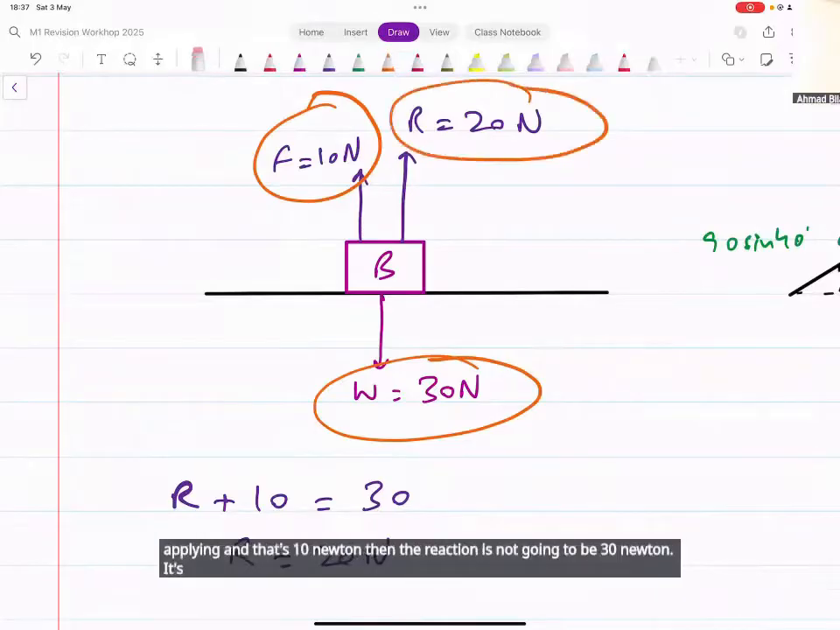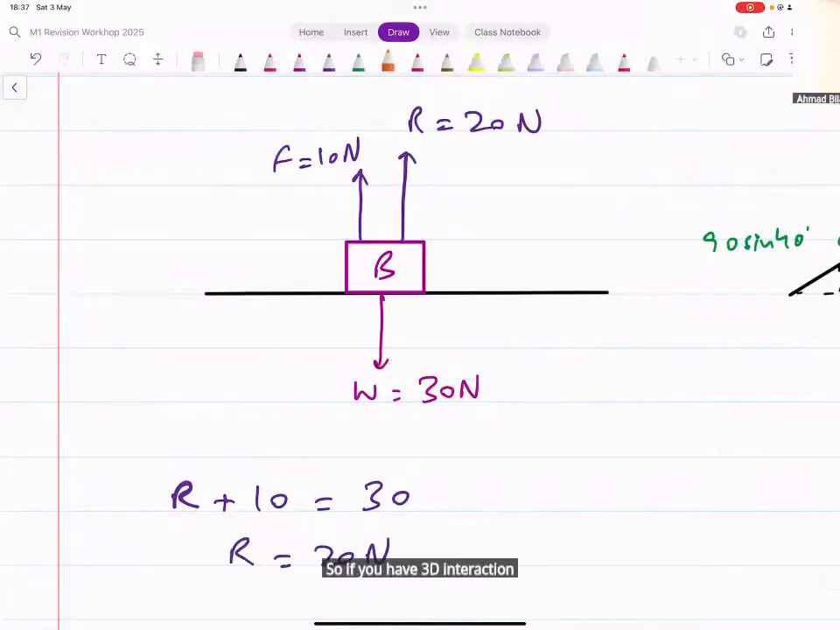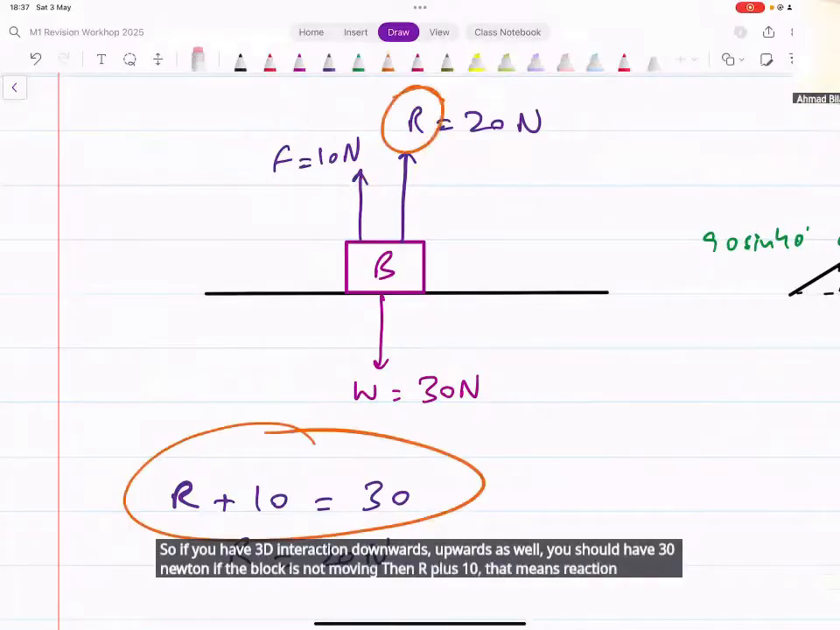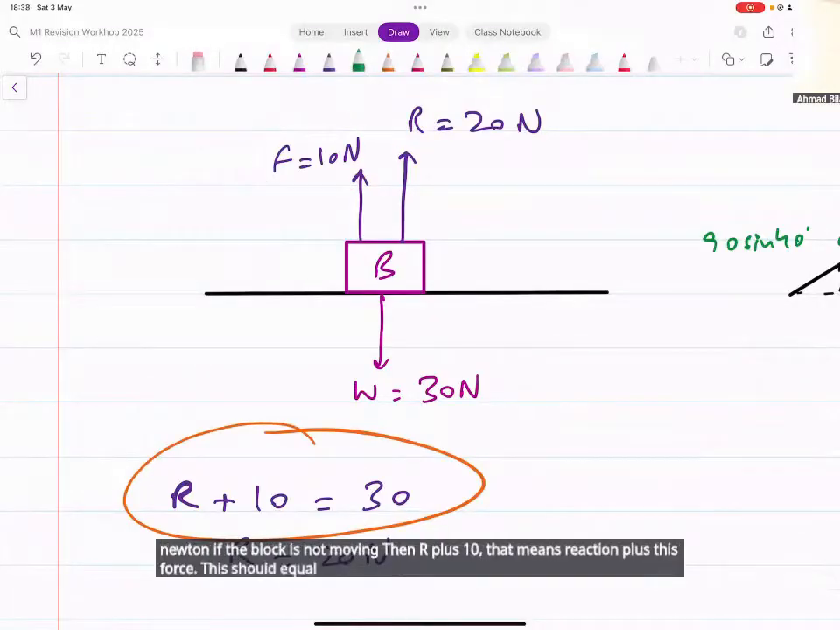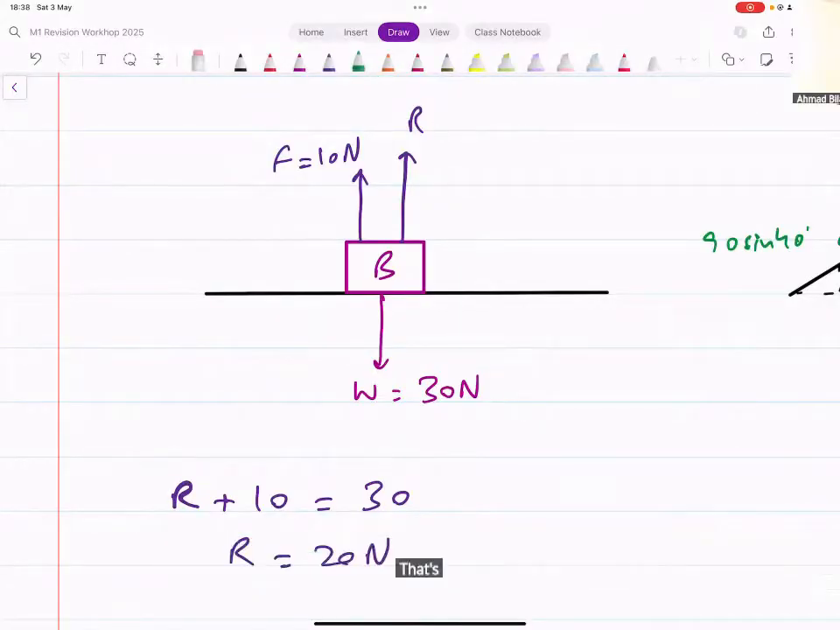That's going to be the balancing force. So if you have 30 Newton acting downwards, upwards as well, you should have 30 Newton if the block is not moving. Then R plus 10, that means reaction plus this force, should equal 30. So the value of R that you end up getting from that is 20 Newton, if the block is in equilibrium. So it's not equal to weight every single time.